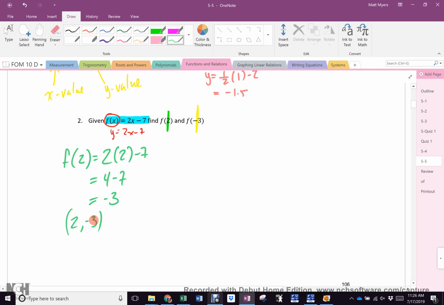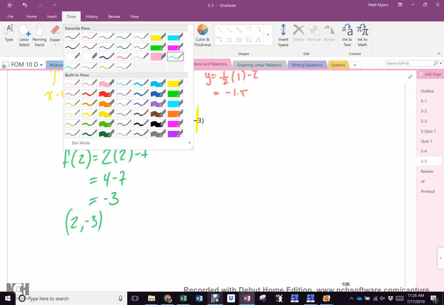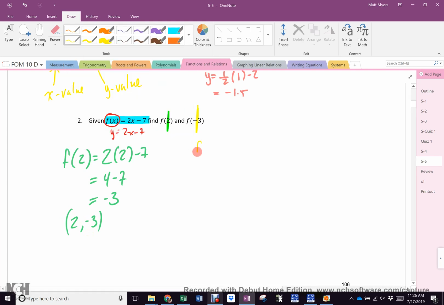Everybody understands, yes? Okay, so what is happening on this next one? It is not f of x anymore. What is it? f of negative 3. Now, that x has become a negative 3. So what does that x become? Negative 3 minus 7. What is 2 times negative 3? Negative 6 minus 7. What is negative 6 minus 7? Negative 13. And what would the point on the graph be? Negative 3, negative 13. Is everybody good?